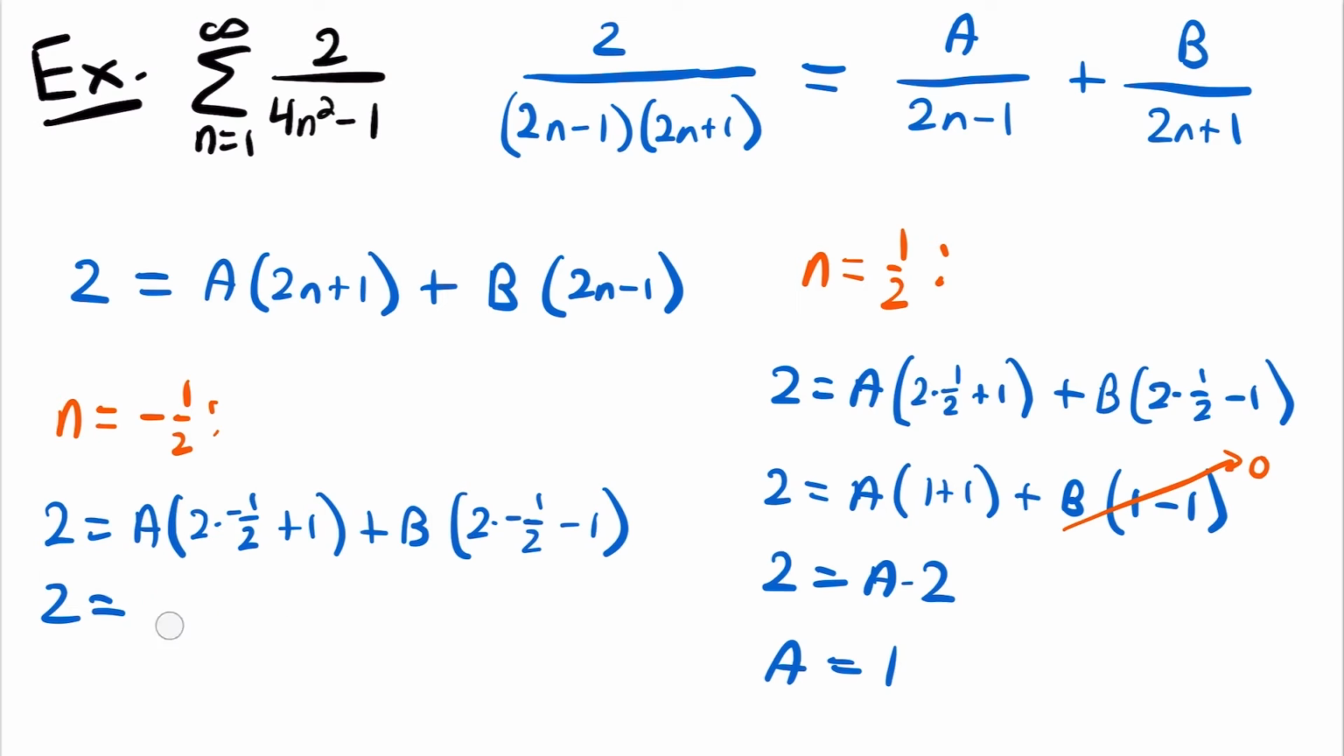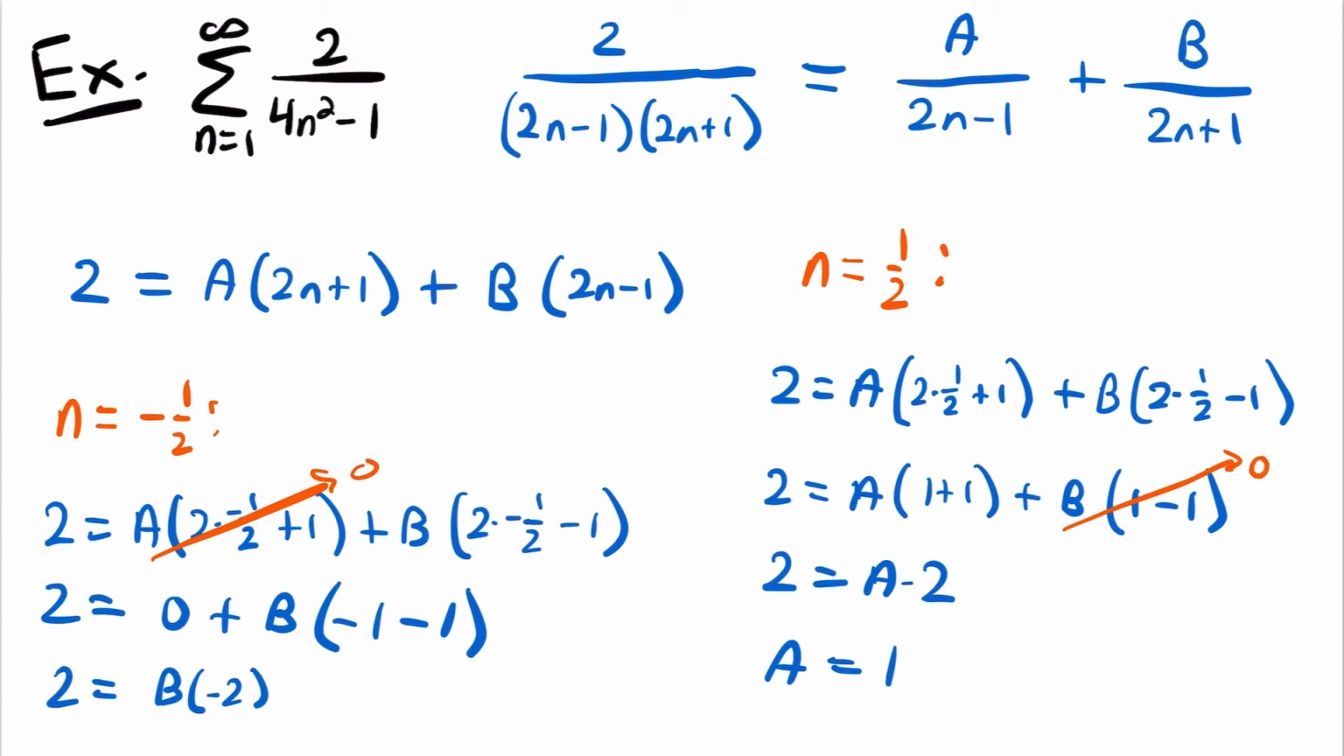So I'm just going to rewrite that. This becomes 0. And so we just have 0 plus b times 2 times negative 1/2, which is negative 1, and then we have minus 1. And so negative 1 minus 1 is negative 2. So we have 2 is equal to b times negative 2, and if we divide both sides by negative 2, that will give us that b is equal to negative 1. Okay, so now we know that a is equal to 1 and b is equal to negative 1.